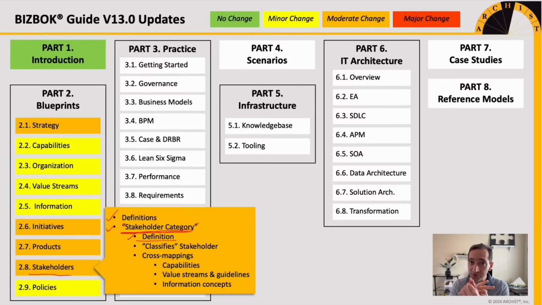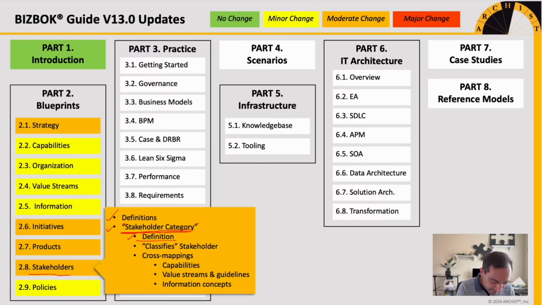That's human resources, that could be either internal or external stakeholders. And then we have the partners and customers. So these are the three categories of a stakeholder: human resource, partner, and customer. And you do find a clear definition of all of these now in the latest version of the BIZBOK guide.